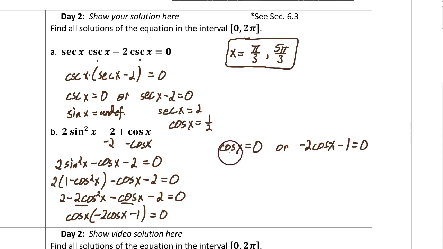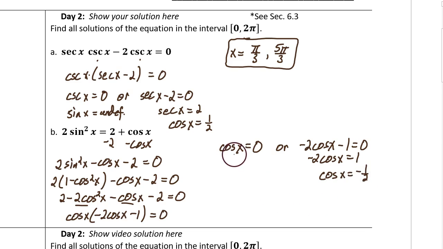This first one is ready to go because it only has the single trig function. We need to do a little bit of work on this. Let's add the 1 over to the right side. Then divide by the negative 2. And that creates cosine x is negative 1/2.